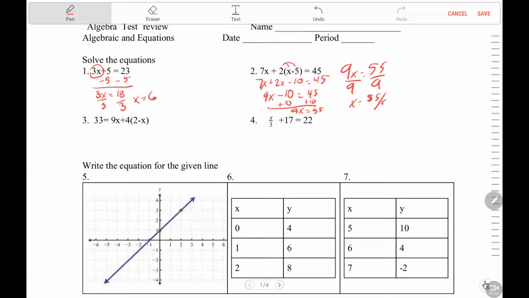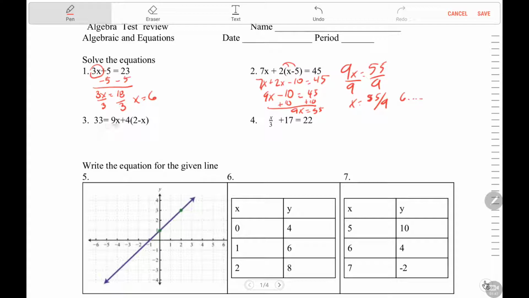Which would have been nice if that would have been 54. But regardless, this equals about 6 point something. It's okay.